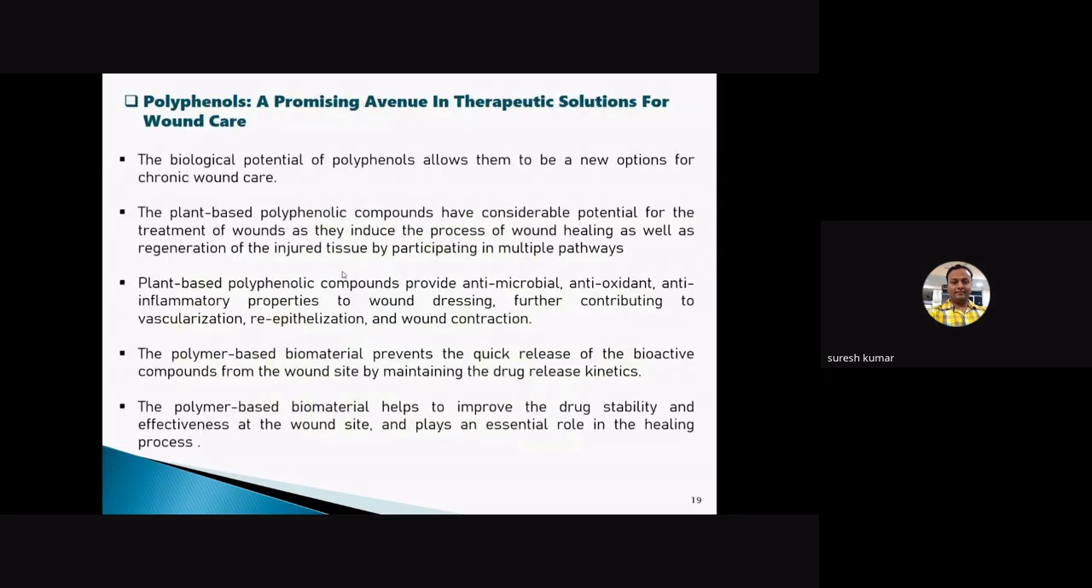So this is the general idea, the promising avenue of therapeutic solutions for wound care, the polyphenols. Generally, plant-based polyphenol compounds provide, as I showed in the previous figure, a lot of biological activity. And the polymer-based biomaterial prevents the quick release of the bioactive compounds from the wound site by maintaining the drug release kinetics. So at the end of the day, the polymer-based biomaterial helps to improve drug stability and effectiveness at the wound site and plays an essential role in the healing process.